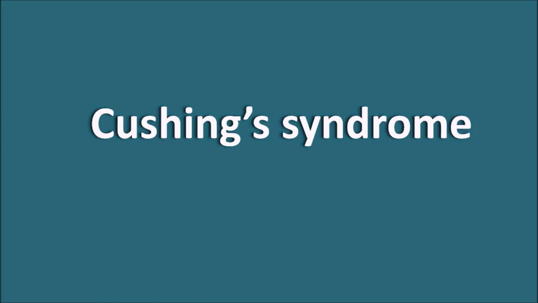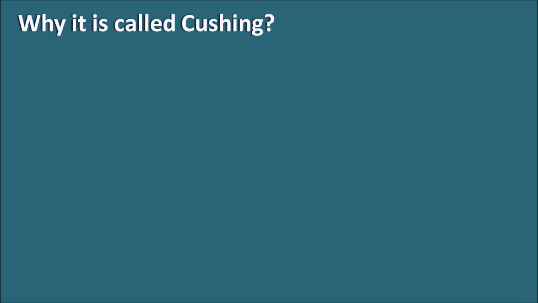Cushing syndrome and its treatment. Why is it called Cushing? Cushing syndrome was first observed by the physician Harvey Cushing. This syndrome was observed in a patient who was treated with a high dose of glucocorticoids for a longer period by Harvey Cushing. So that's why this syndrome is named Cushing syndrome.